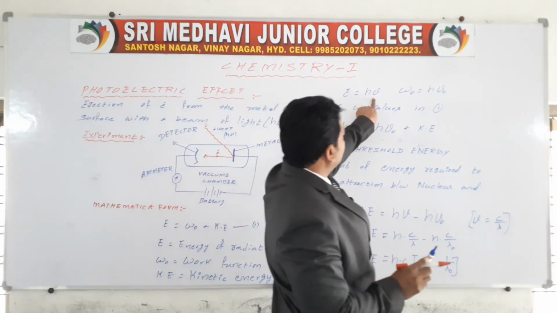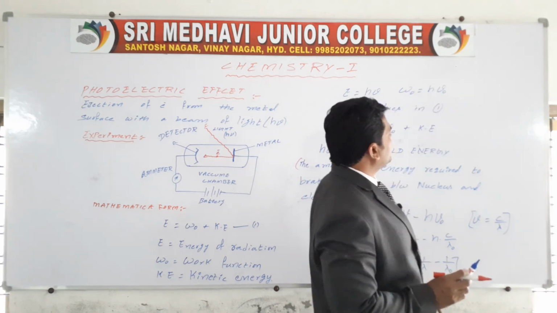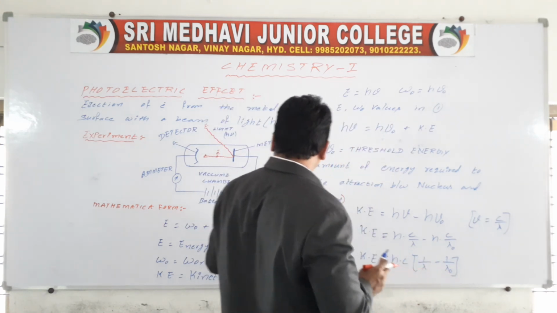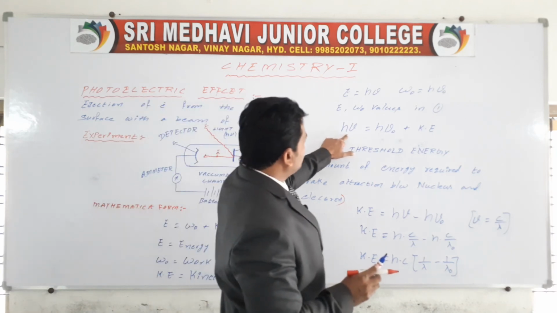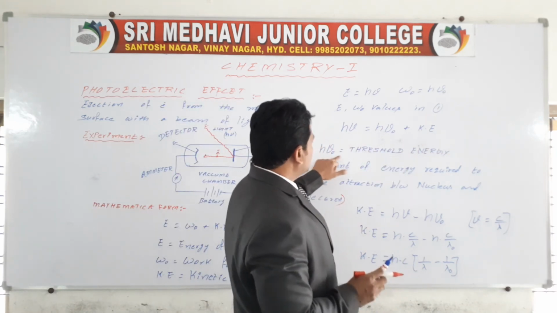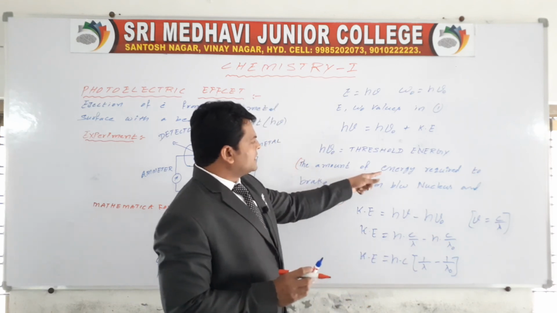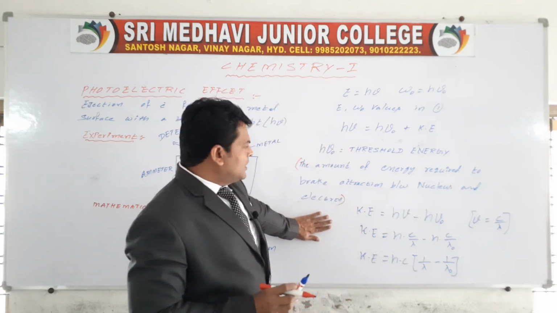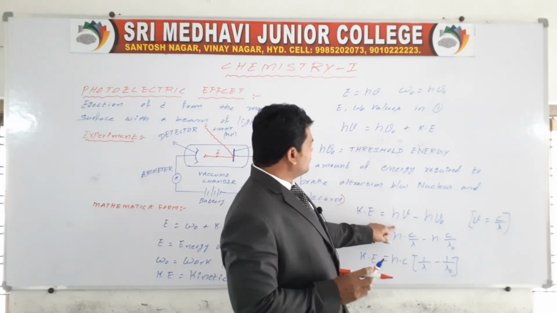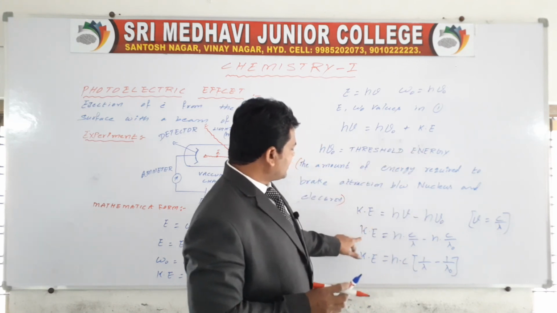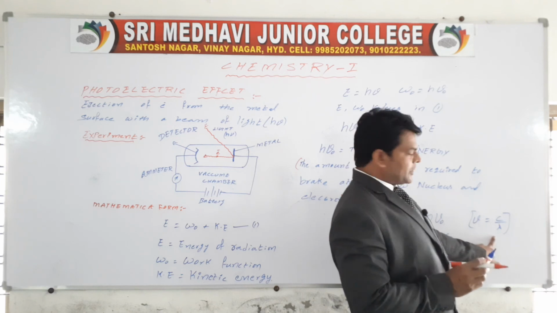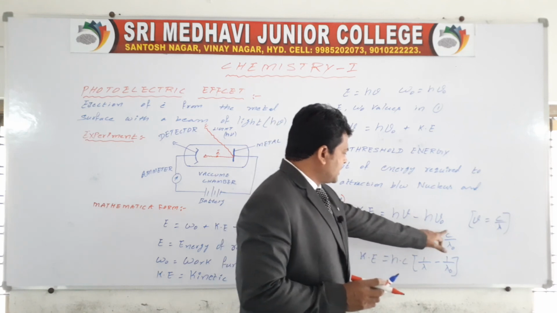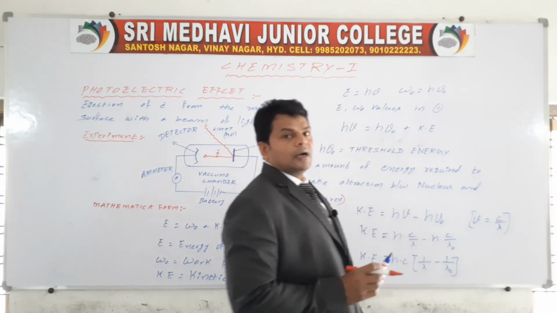In the place of E we may write h nu, in the place of W naught we may write h nu naught. Then if you substitute E and W naught values in equation 1, then h nu equal to h nu naught plus K. And h nu naught is the threshold frequency. It is the amount of energy required to break the attraction between the nucleus and electron. Then K equal to h nu minus h nu naught. I want K. Then in the place of nu I am writing c by lambda, in the place of nu naught c by lambda naught. Then h c common, then 1 by lambda minus 1 by lambda naught.